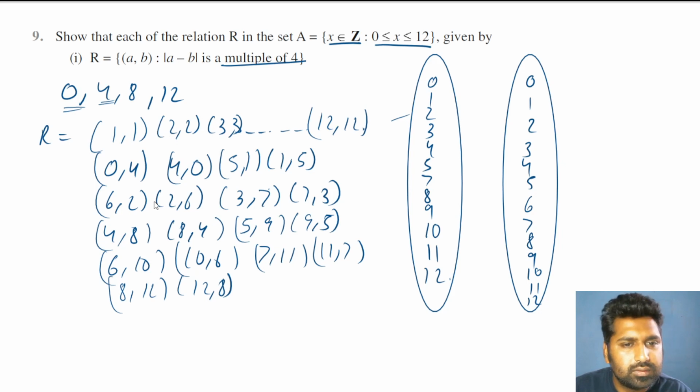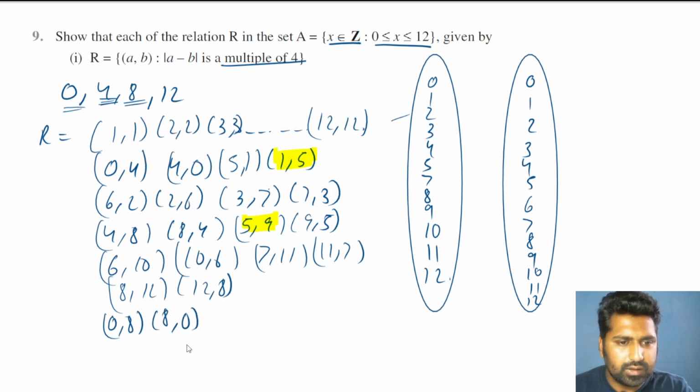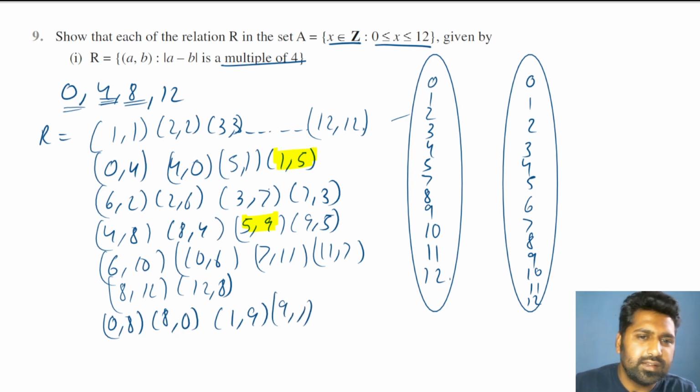1 comma 5, 5 comma 9. See, 1 comma 5 is there. This one, 1 comma 5 is there. 5 comma 9 is there. Now we have to see if 1 comma 9 is present or not. Right now we have written only for the multiples of 4, whose difference was 4 only, na? So multiple of 4, 8 is also there. So if I start with 0 8, so 8 0 will also be there. Okay. And if I start with 1 9, 9 1 will also be there. So you see 1 comma 5, 5 comma 9, 1 comma 9 is present, so definitely transitive also.